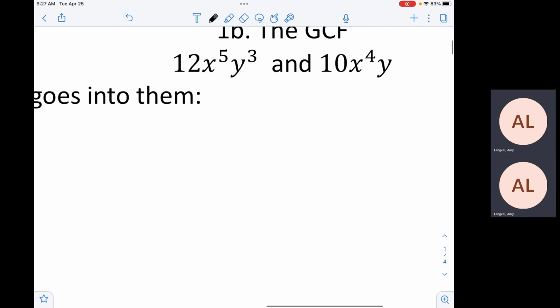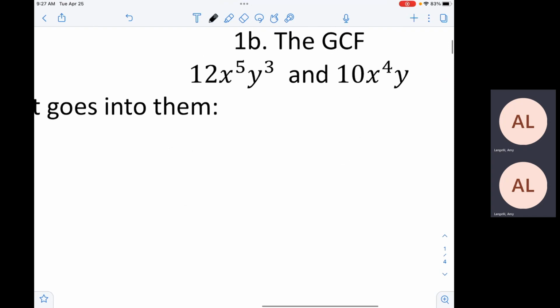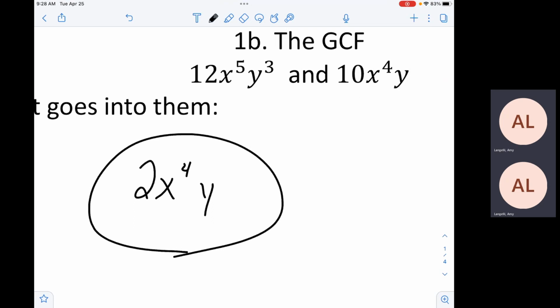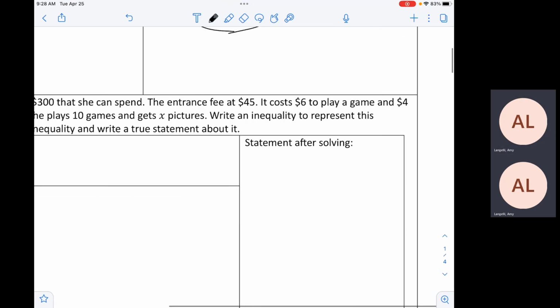Okay, GCF. Let's go in reverse. What's the GCF of 12 and 10? What goes into 12 and 10? 2. Now, what x should I pick? Should I pick x4, x5? And what y should I pick? Y1. Very good. And I don't need to take it out. I just need to state what the GCF is. Okay, let's go to the next one.